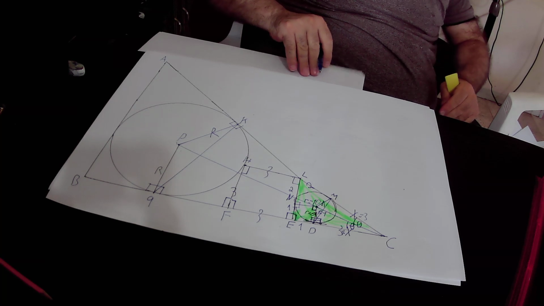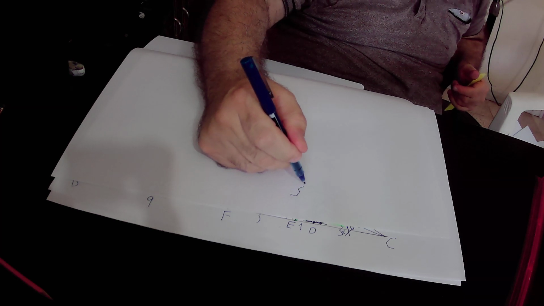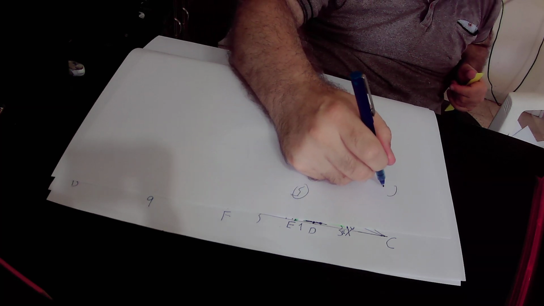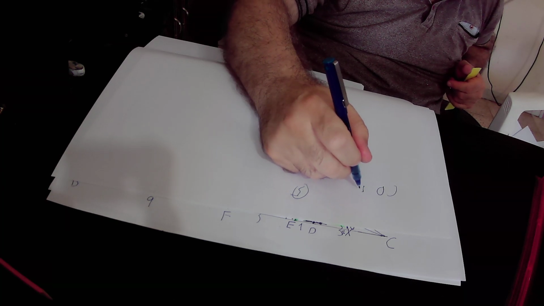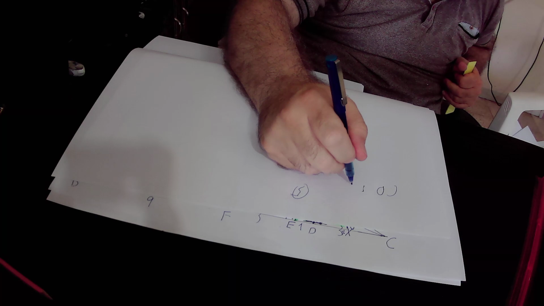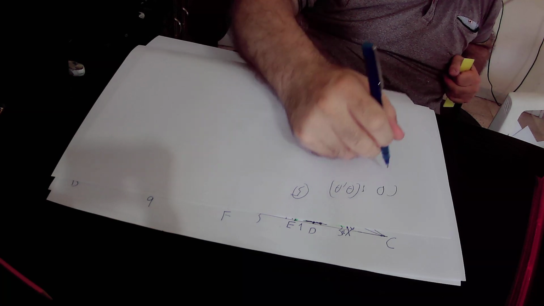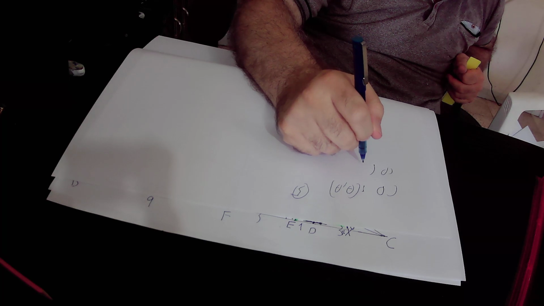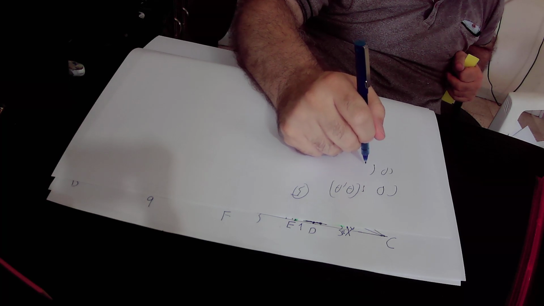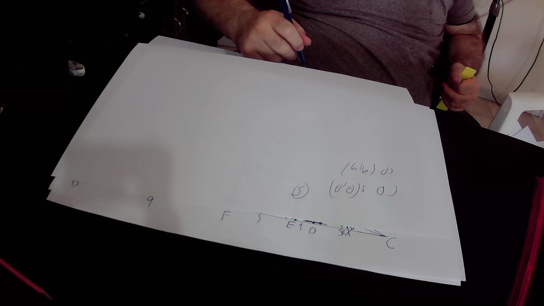The angle bisector CO bisects angle C into two halves, each of them is theta, so it is theta and theta, and the angle bisector CP bisects angle C into two different halves, each half equal to alpha. And it is a contradiction.